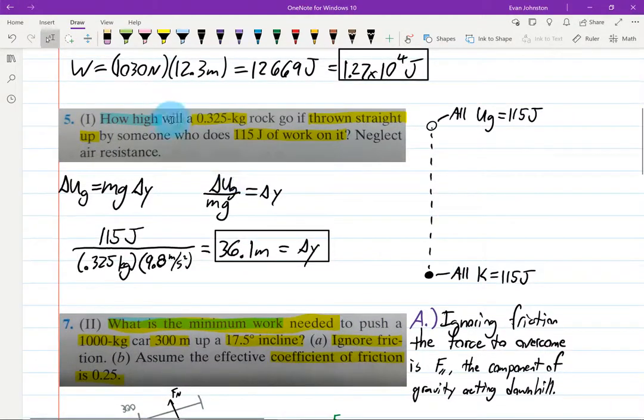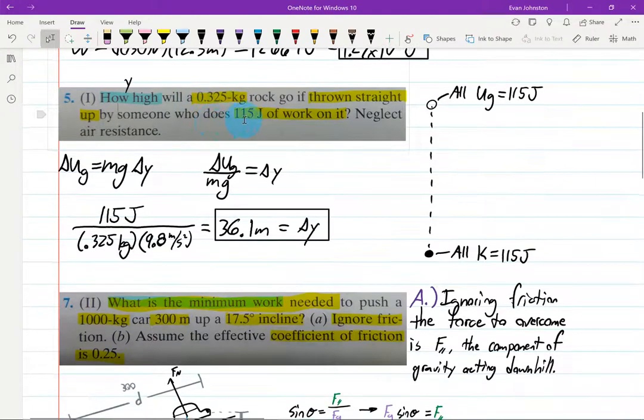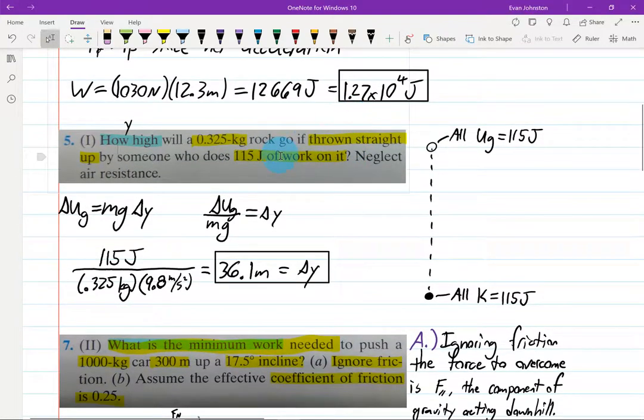Next one, how high? So we're really being asked for what is y. What is y for a rock that has this mass if it's thrown straight up by someone who's done this much work on it? Now we know the energy, essentially, and we're being asked how high. Since this energy can't just disappear, the amount of energy that was done on it must be the energy that the rock has at the top, at its maximal height.